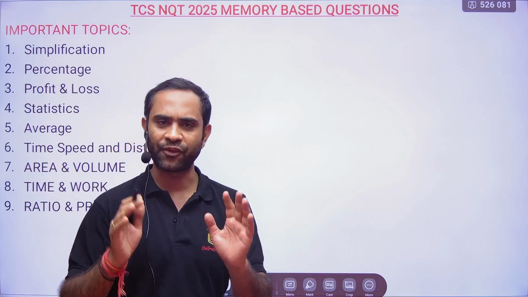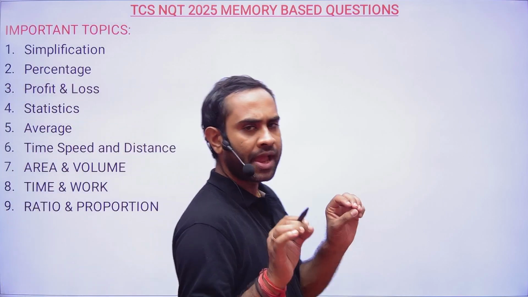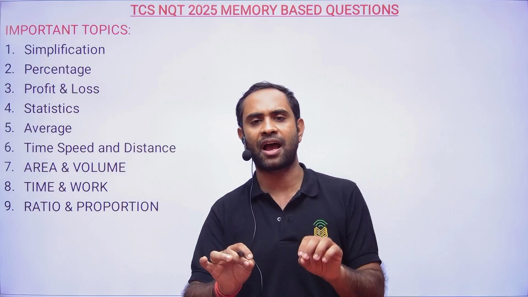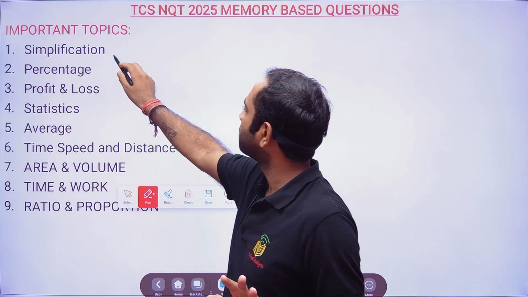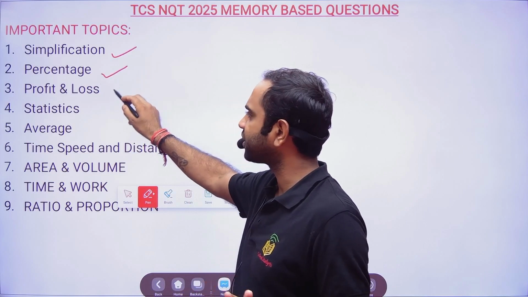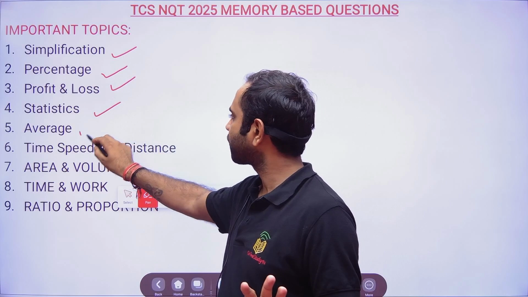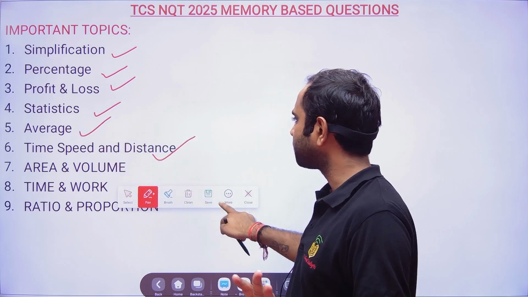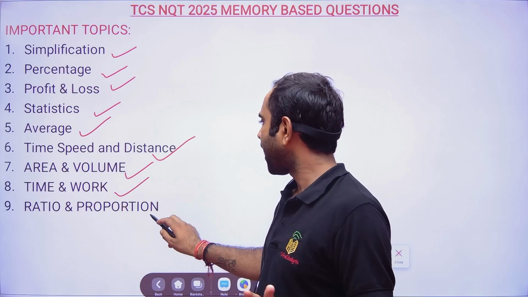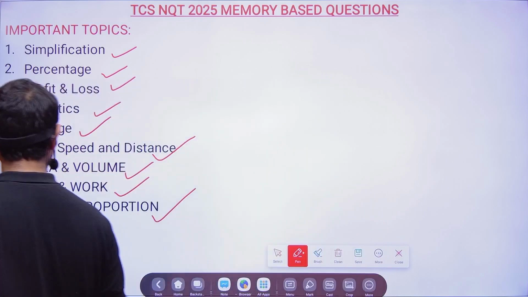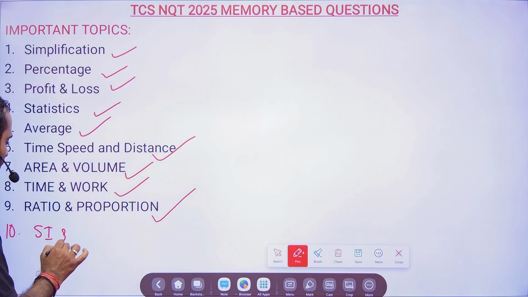Now friends, before I solve the questions, I will tell you the important topics which have been asked in almost every shift. The questions from simplification, percentage, profit and loss, statistics, average, time, speed and distance, area and volume, time and work, and ratio and proportion. And one thing which I have missed here is simple and compound interest.